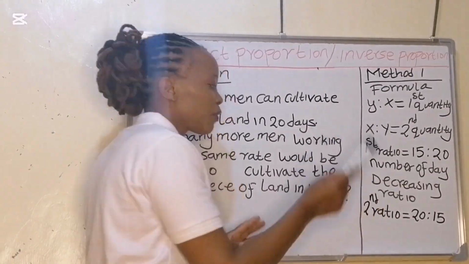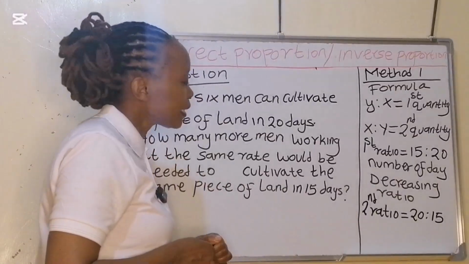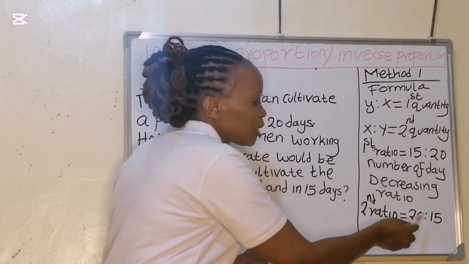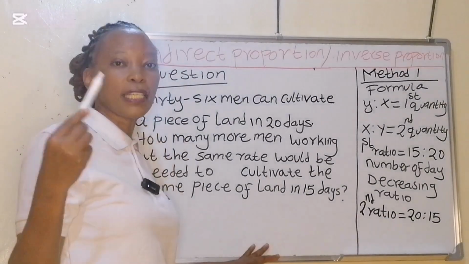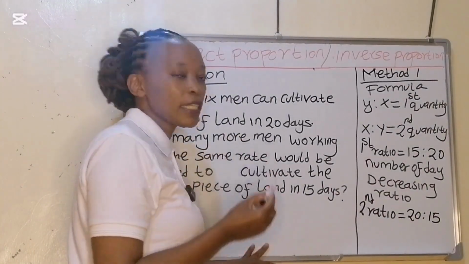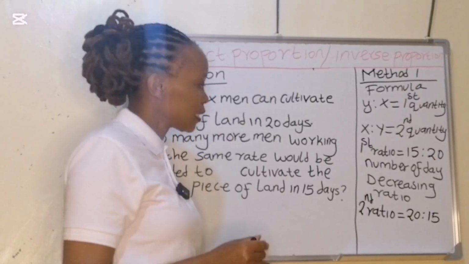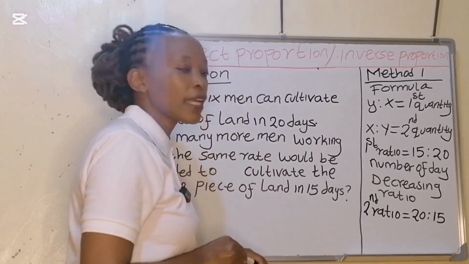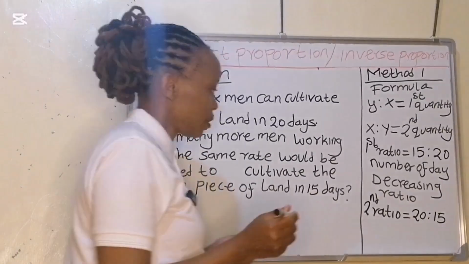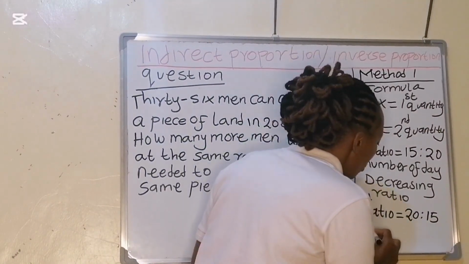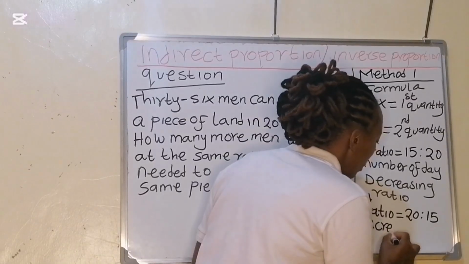And 20 is to 15, when you look at it, are you able to identify: is it an increasing ratio or a decreasing ratio? I showed you how to identify whether a ratio is a decreasing ratio or an increasing ratio. When you look at this, it is automatically an increasing ratio. When you start with a big number, this is automatically an increasing ratio.